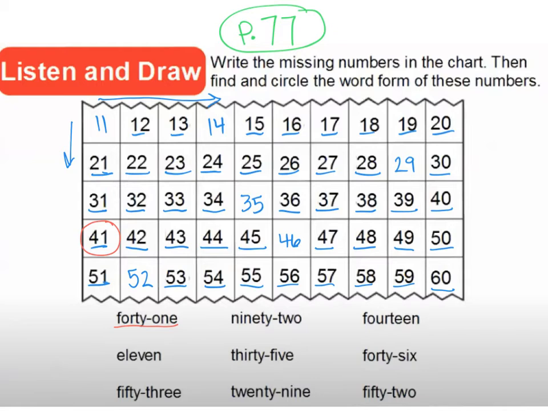Next we have 92. So this chart only goes up to 60. So I don't know if the textbook made an error or if they wanted us to see it's not on there, but 92 isn't on there. We can write it right next to it, 92. 14. Find it and circle it.